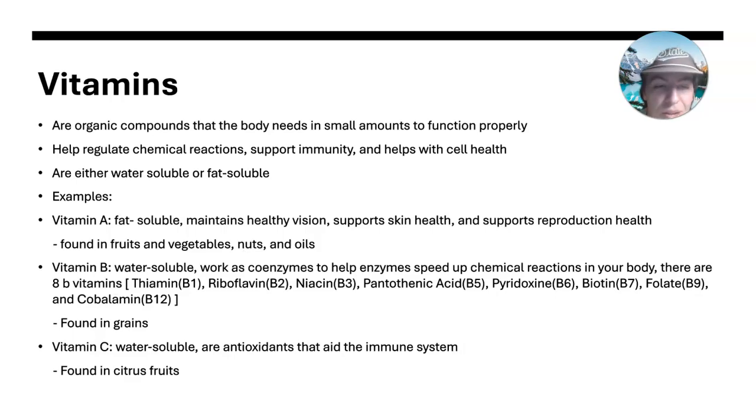Vitamin B is water soluble, works as a coenzyme to help enzymes speed up chemical reactions in your body. There are 8 different B vitamins. You got thiamine, riboflavin, niacin, pantothenic acid, pyridoxine, biotin, folate, and cobalamin. They are commonly found in grains or carbohydrates. Vitamin C is another example. It is water soluble. They are antioxidants that help aid the immune system. They are commonly found in citrus fruits such as lemons, limes, and oranges.